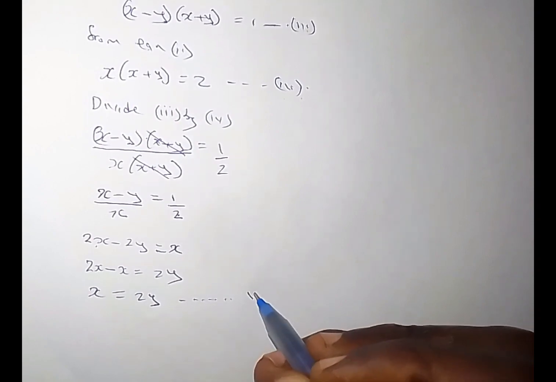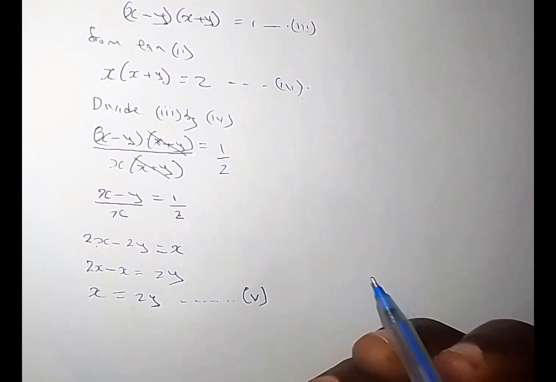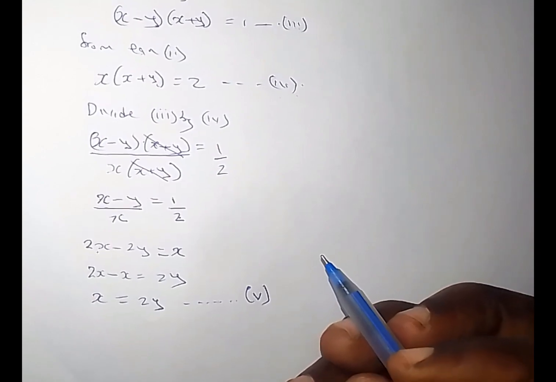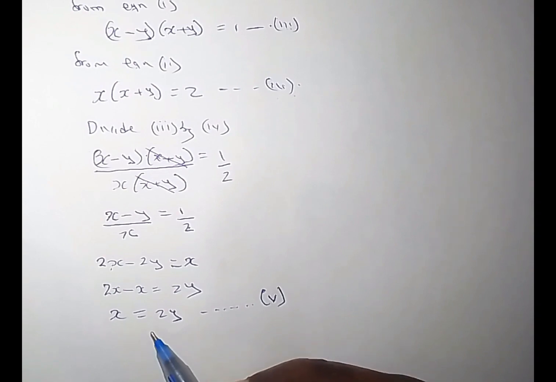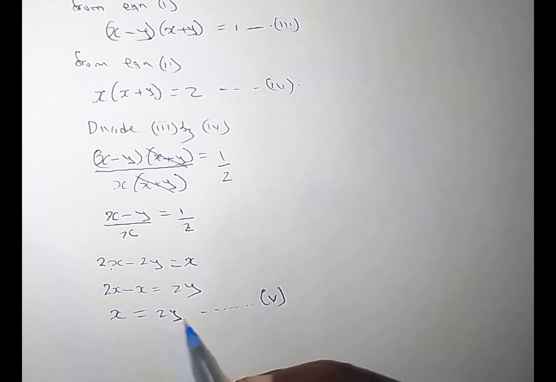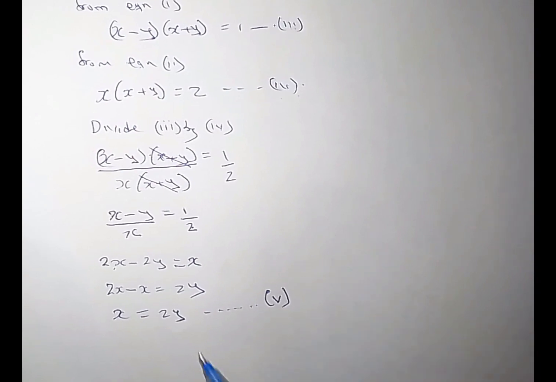Let me call this one Roman figure 5. So I've gotten the value of x to be equal to 2y. So x also depends on y. So in order for us to now find our y, we can now substitute this equation into any of the above equations in order to find the value of x.